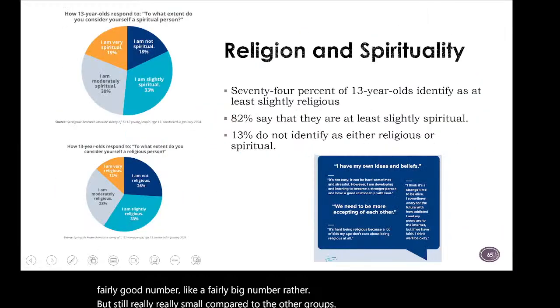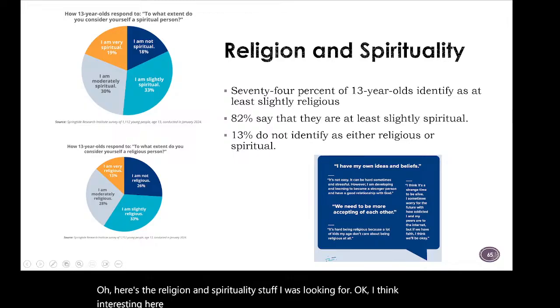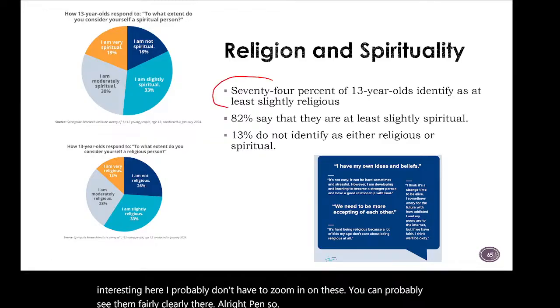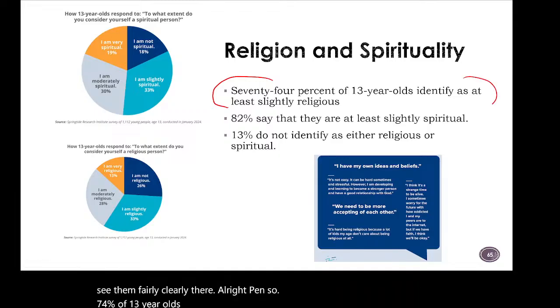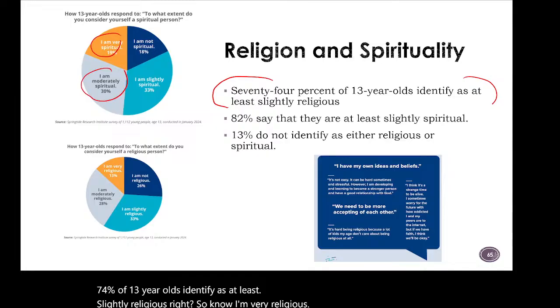Zoom out. Okay. Oh, here's the religion and spirituality stuff I was looking for. I think it's interesting here. I probably don't have to zoom in on these. You can probably see them fairly clearly there. All right. So, 74% of 13-year-olds identify as at least slightly religious. So, I'm very spiritual, moderately spiritual, slightly spiritual, with only 18% saying they're not spiritual at all.